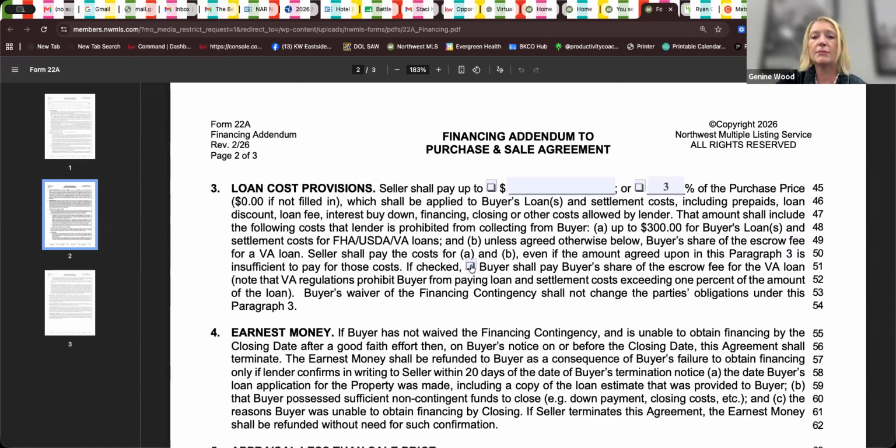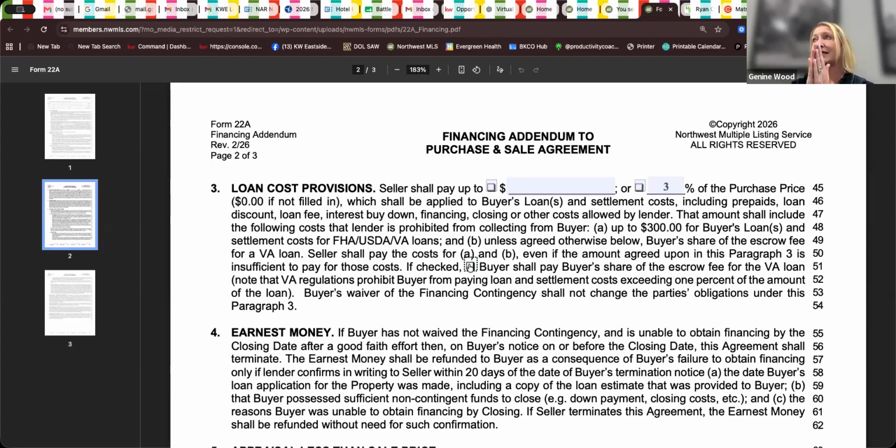If this box is checked, the buyer shall pay buyer's share of the escrow fee for the VA loan. Note that the VA regulations prohibit the buyer from paying loan and settlement costs exceeding 1% of the amount of the loan. So the buyer is saying, I will pay what is allowed by the VA for the escrow fees. If this box is not checked, and your seller is under the impression that all they're going to have to concede is a 3% payment for closing costs on behalf of the buyer, the seller is paying more money. They have to pay all of the closing costs for the buyer, whatever the additional closing costs are.